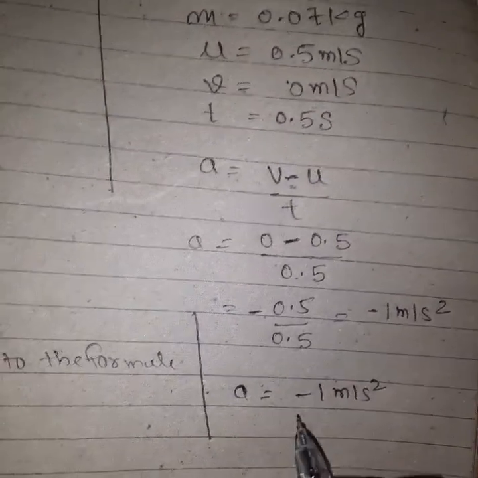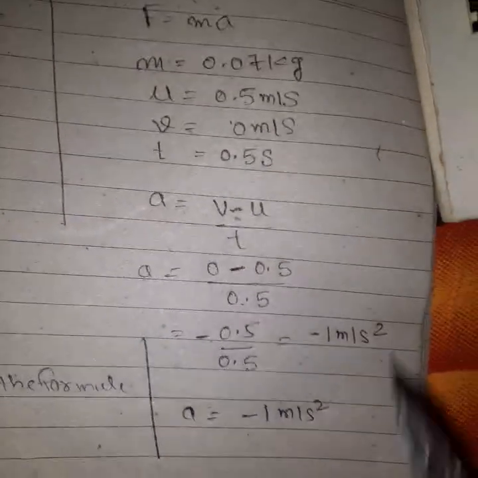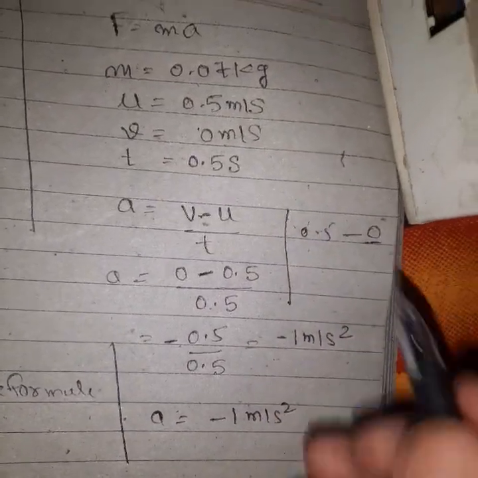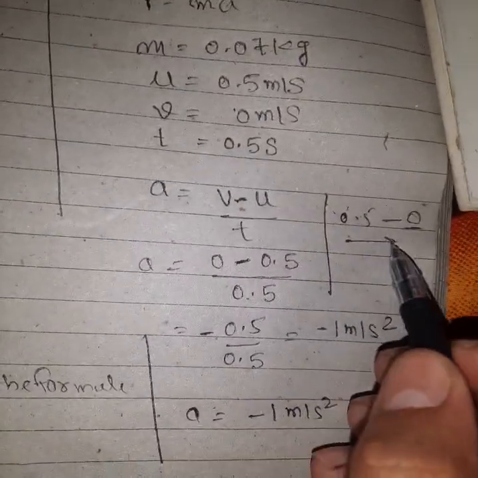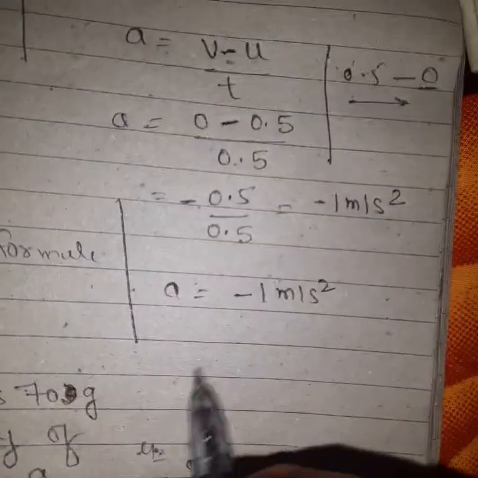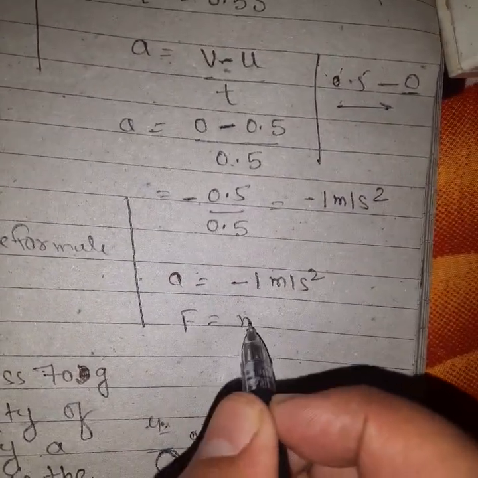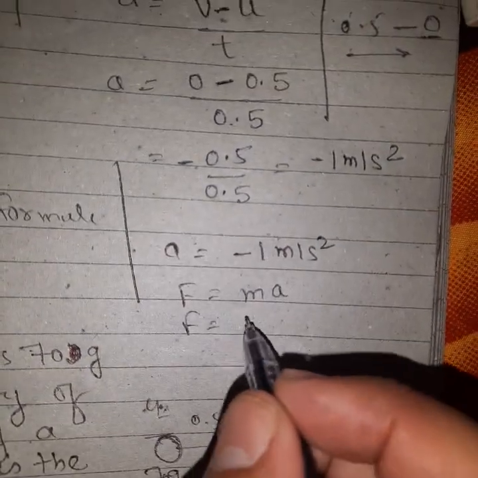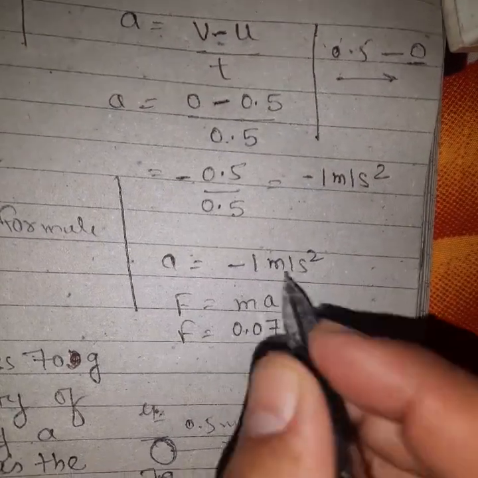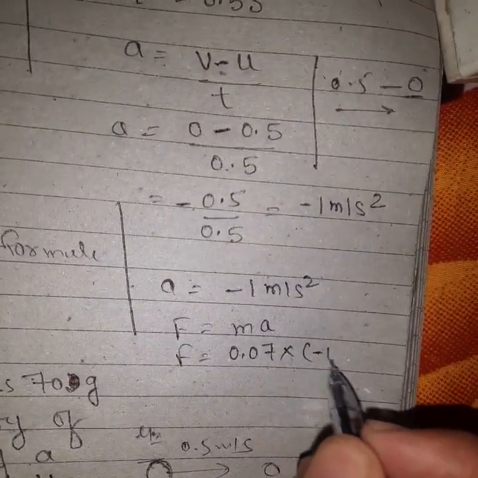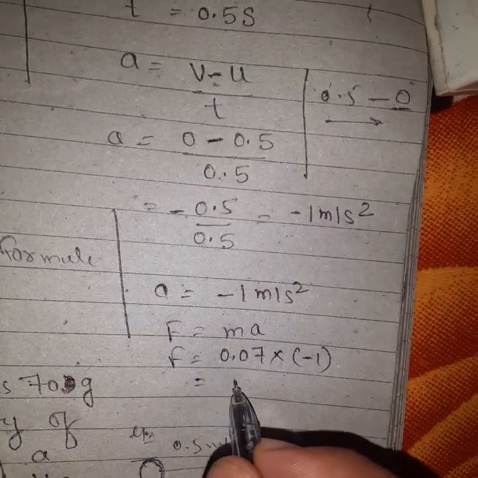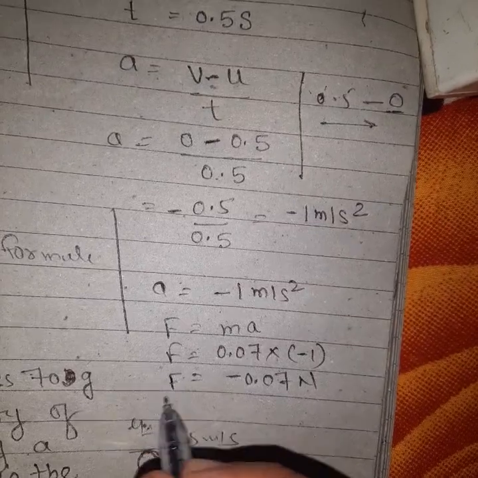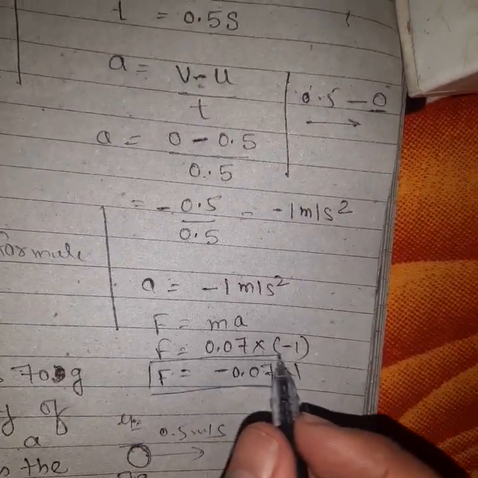So we can say this is retardation, meaning decreasing. We know that velocity was initially 0.5, and now it has reached 0. So here is the retardation in velocity. So you can find out force easily. Force is equal to mass into acceleration. Mass is 0.07 kg into -1, so we will get -0.07. The unit of force is Newton.